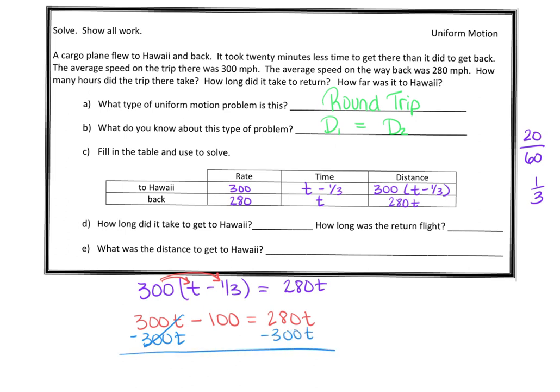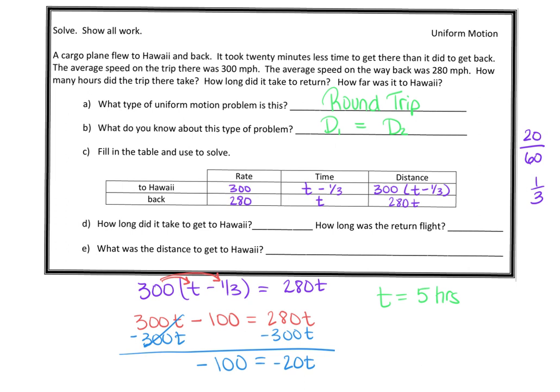On the left-hand side, I have negative 100. What's 280 minus 300? Negative 20t. What's my final step here? Divide both sides by negative 20, whatever's with my variable. So 100 divided by 20, t equals how many hours? All right, 5 hours. What did I solve for?